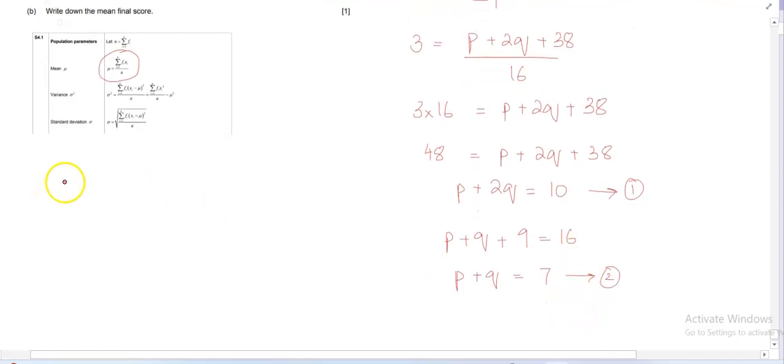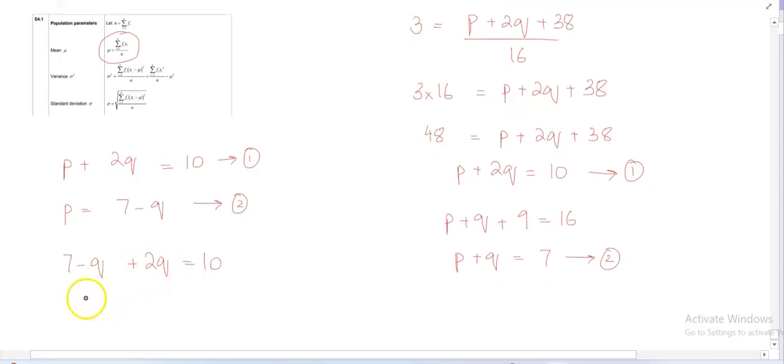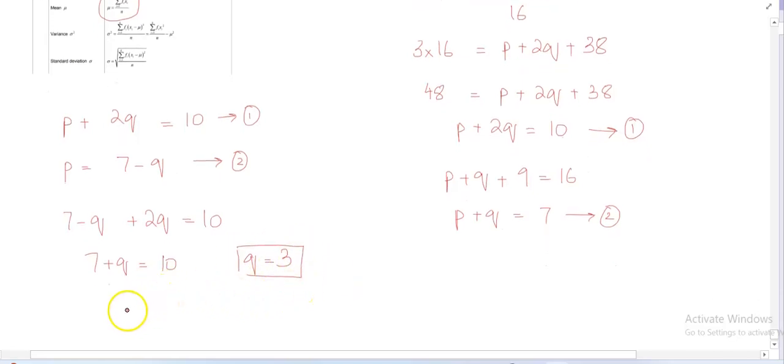Now I have the two equations with me and I can find the p and q values. Let's solve them simultaneously, because that's without GDC. So now I'll be substituting equation 2 into equation 1. So this becomes 7 minus q plus 2q is equal to 10. So I end up getting 7 plus q is equal to 10. And if I want to find q, this is given as 3, right?